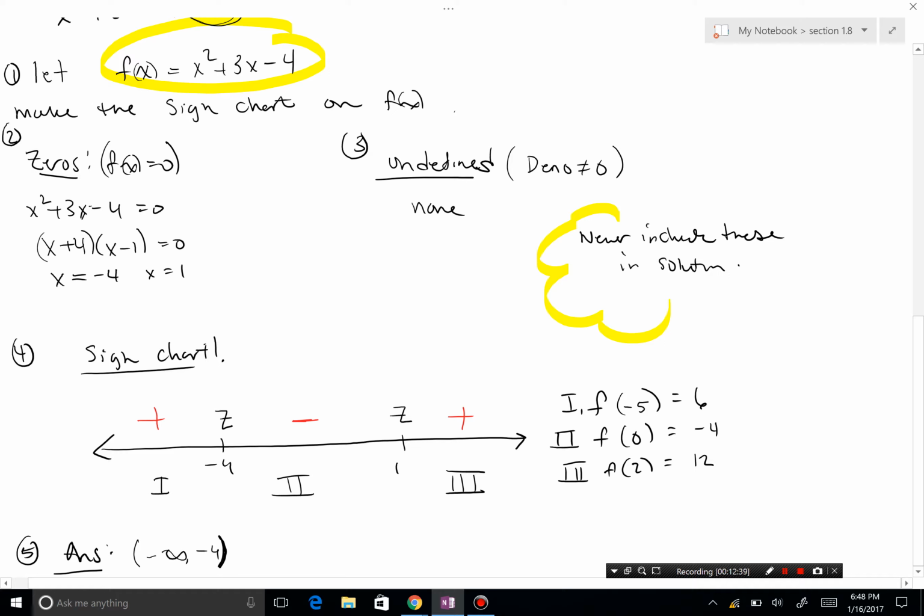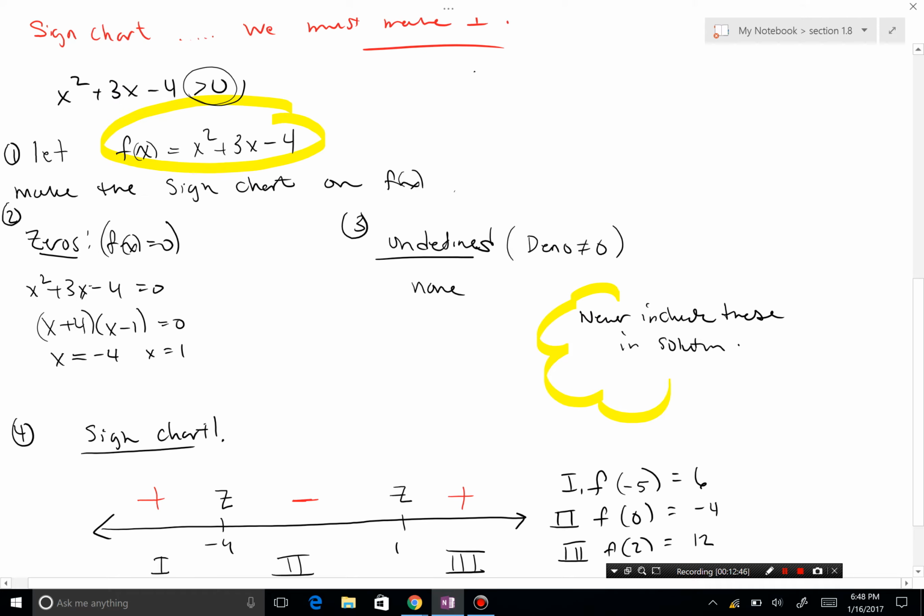Boom. And then I don't want anything that's less than 0. That'd be this negative stuff, right? Now, here's a cool thing. That's why I said the inequality doesn't matter, because if the inequality was this, we'd just be looking at this middle part where it's less than 0. We wouldn't even be looking at the outside parts.